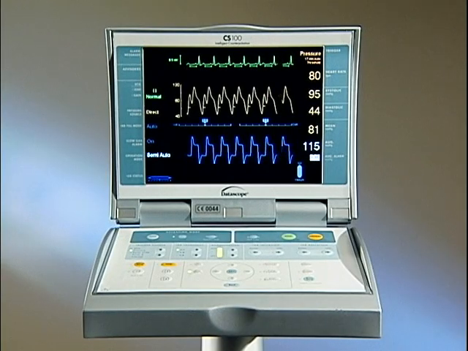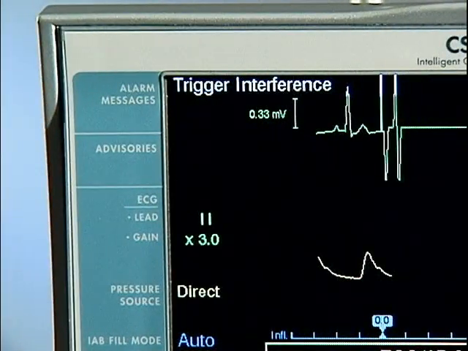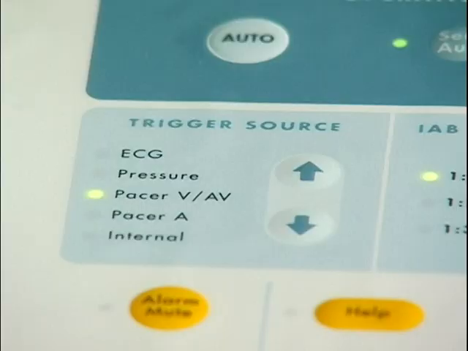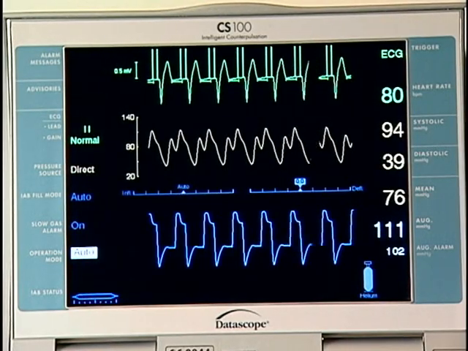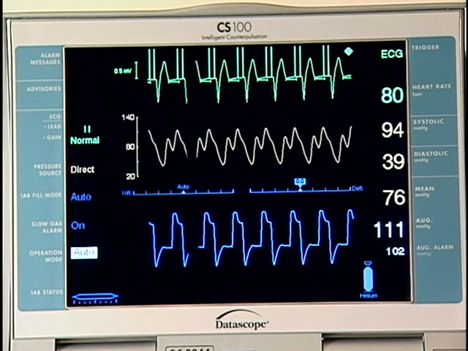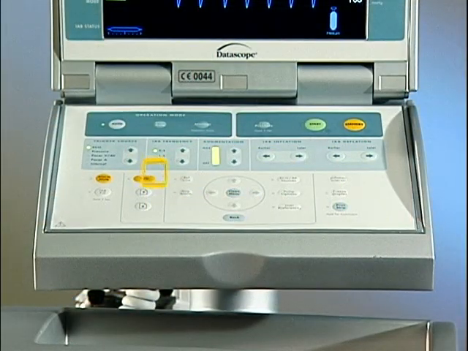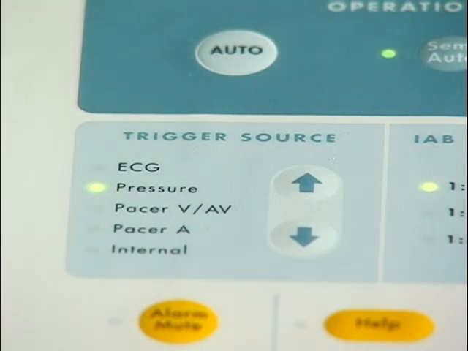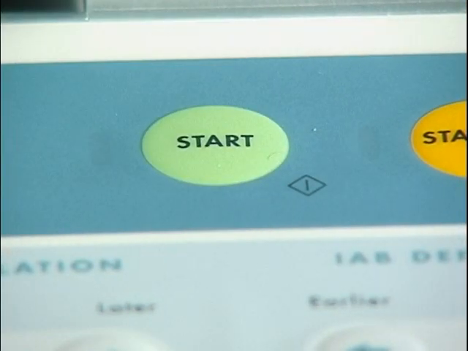If the CS100 sounds a "Trigger Interference" alarm, the probable cause is electrosurgical noise, or ESU, that has been detected while the pacer trigger source is selected. This alarm will clear itself and automatically resume pumping as soon as the interference clears. If the alarm persists, the operator should select the pressure trigger key using the Trigger Source arrow keys. Then, verify timing and press the Start key to resume pumping.